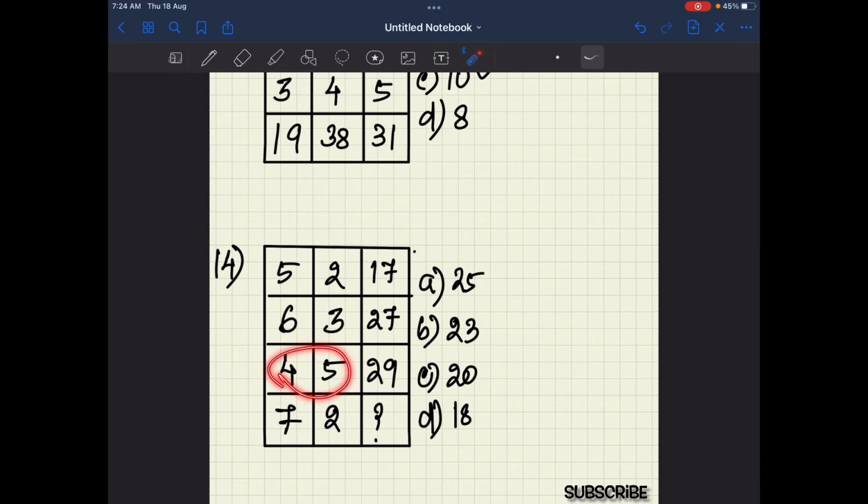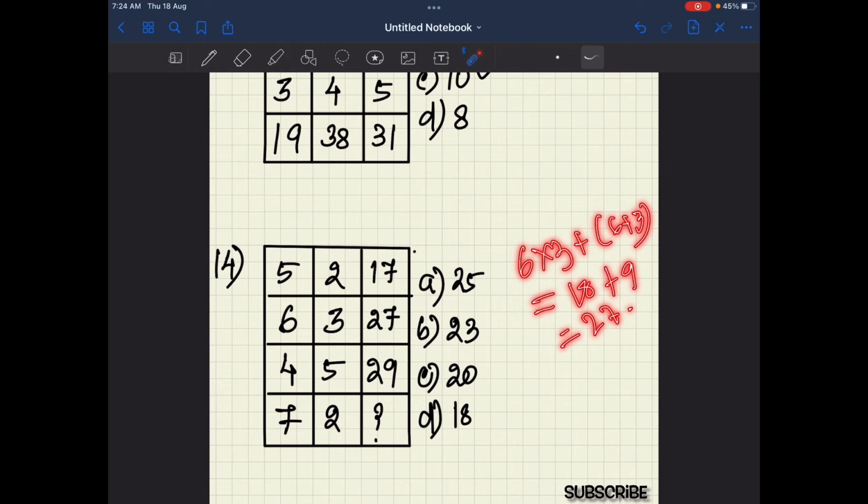So if we watch it carefully, we can write it as 5 into 2 plus 5 plus 2. Yes, it is 10 plus 7, which is 17. It's fine. Now we have to check with the second one: 6 into 3 plus 6 plus 3. 6 into 3 is 18, 6 plus 3 is 9, so it is 27. Yes, this one is also satisfying our logic.